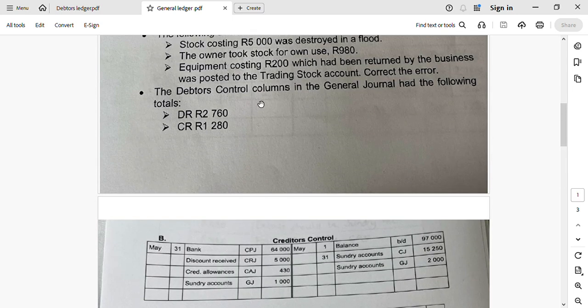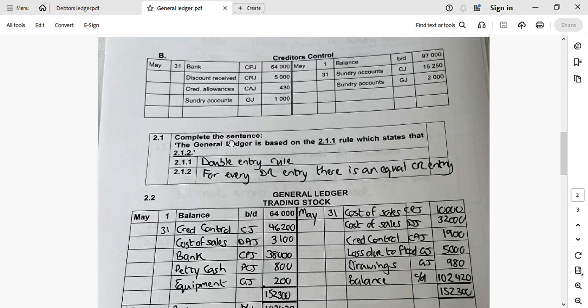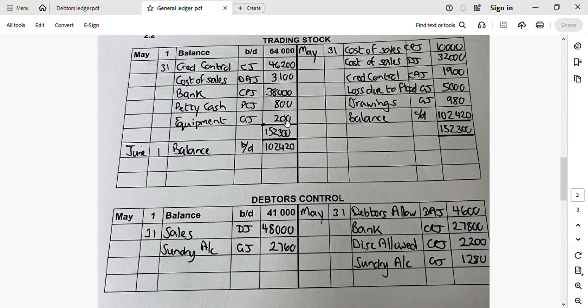And then they give you your debtors control columns in the general journal. This is straightforward. The debit goes on the debit side of debtors control and the credit goes on the credit side. So you put the debit on the debit side, 2760, and the credit on the credit side. And remember, there's lots of different things that can make up this 1280, so you call it sundry accounts. Likewise, this 2760 is also sundry accounts.